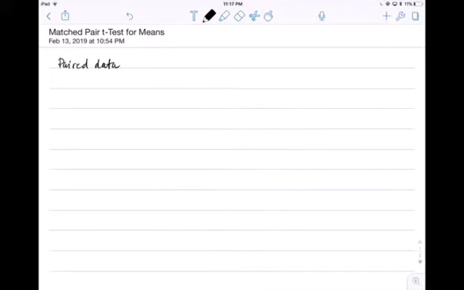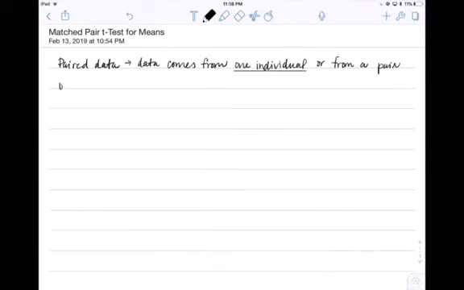Okay, and with paired data, we basically have the following. We have data that comes from one individual. Okay, and I'm going to underline that because it's either coming from one individual or from a pair of similar individuals.